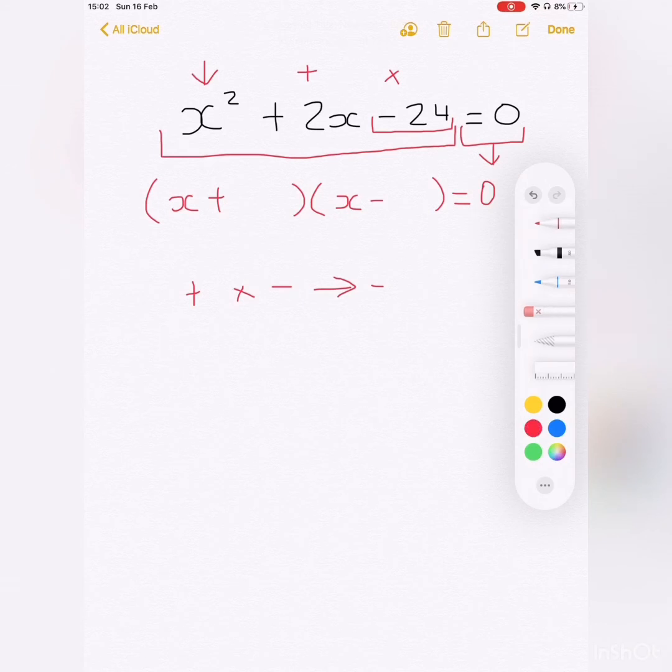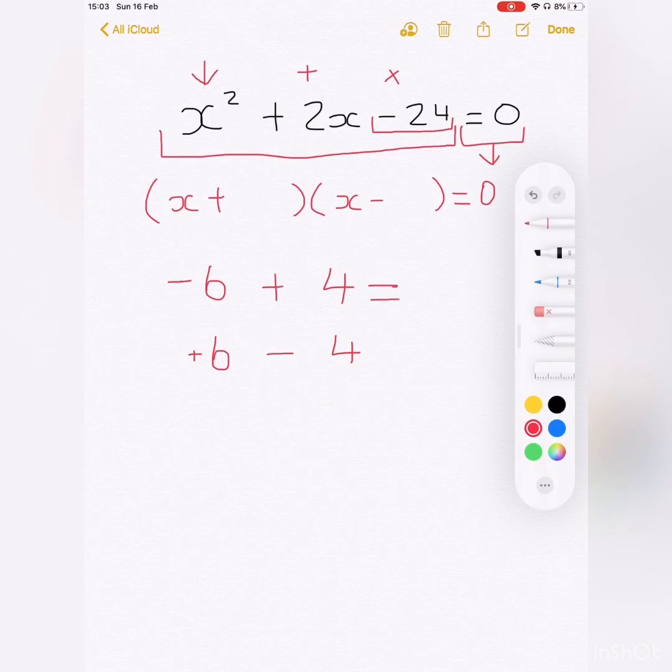So therefore, hopefully we can see that our numbers are going to have to be 6 and 4. But we just need to decide which one is the positive and which one is the negative. So the easiest way to do this is actually just to try both ones and see which comes out with the right answer. So our two options are negative 6 plus 4, or plus 6 minus 4.